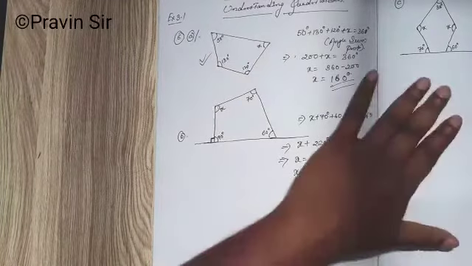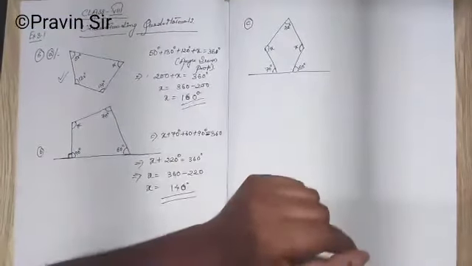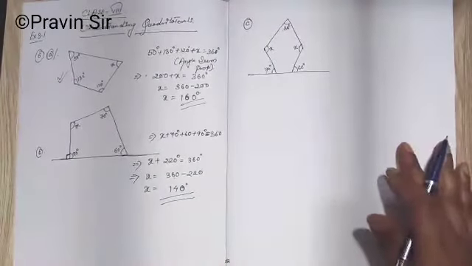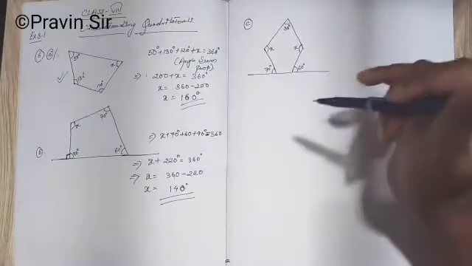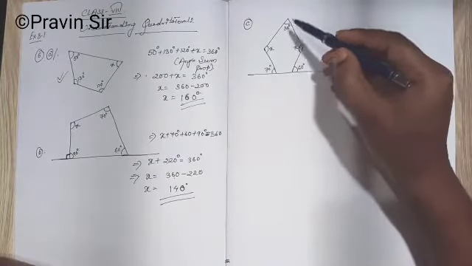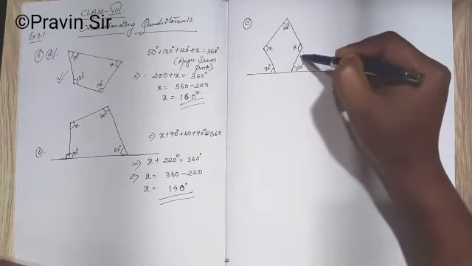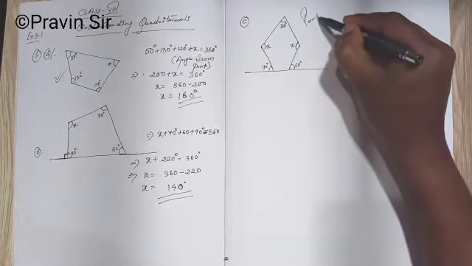Okay, now come to question number C of this exercise. So let us see what question number C says. Here also you have to find out the value of x. Now first of all you decide what type of figure this is. Kya figure hai, aapko decide karna hai sabse pehle. 1, 2, 3, 4, 5. How many sides? It is a pentagon. So what type of figure is this? Pentagon.